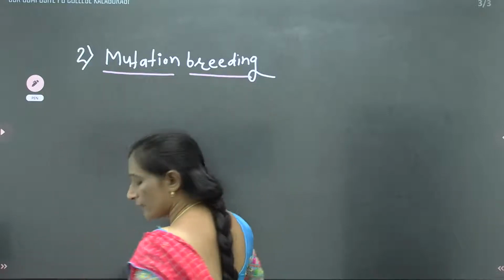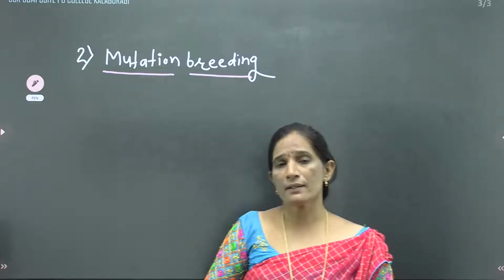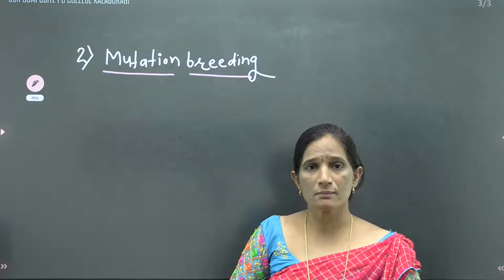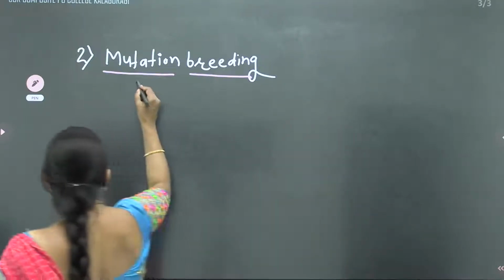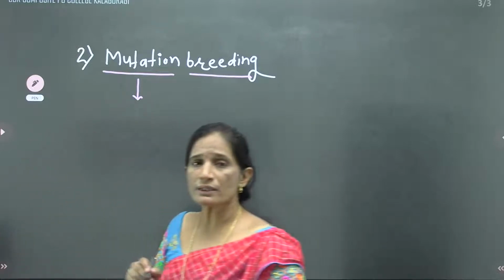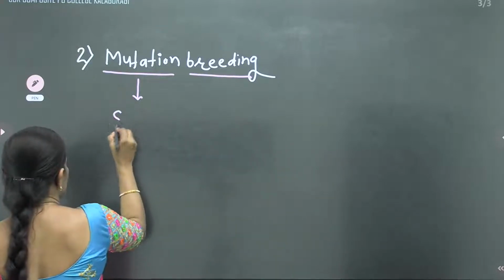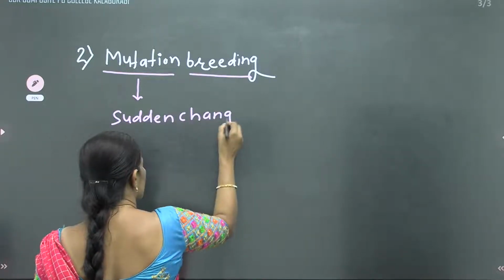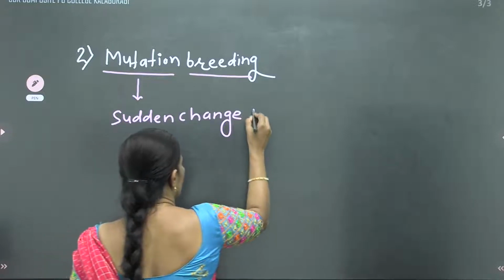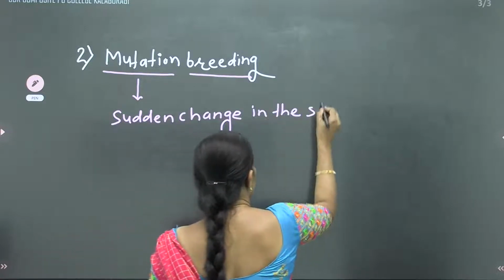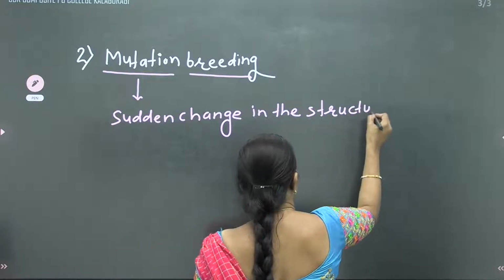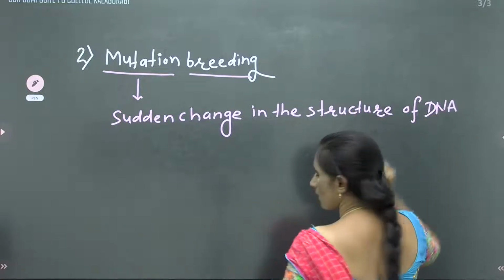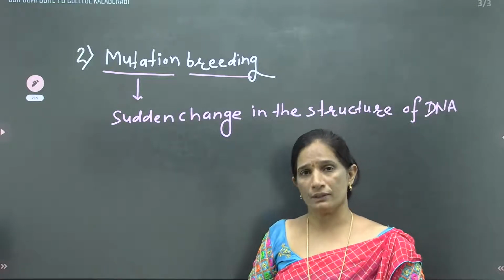So what is meant by mutation breeding? Before studying mutation breeding, first, what is meant by mutation? Mutation means sudden change in the structure of DNA. Sudden change in the structure of DNA is called mutation.